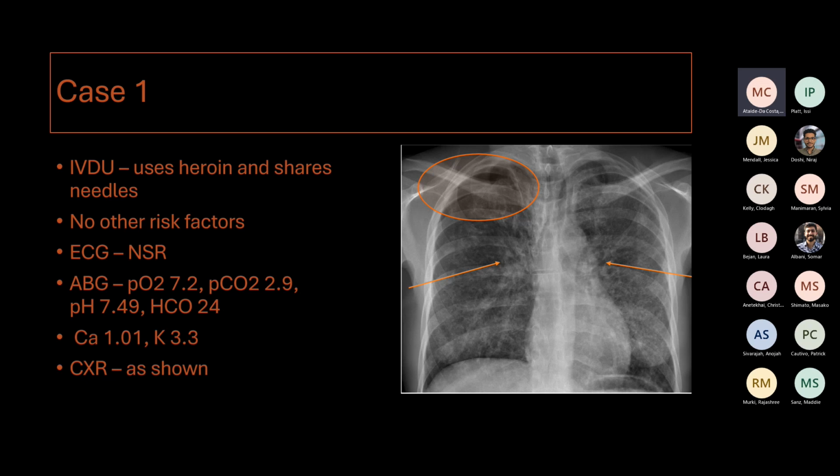Anyone got any idea what's on the chest X-ray? Yeah, very good, Jessica. Right apical pneumothorax. Very well spotted.